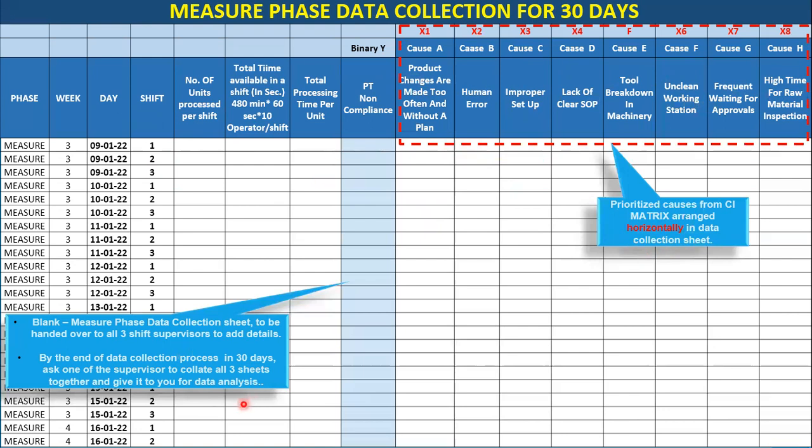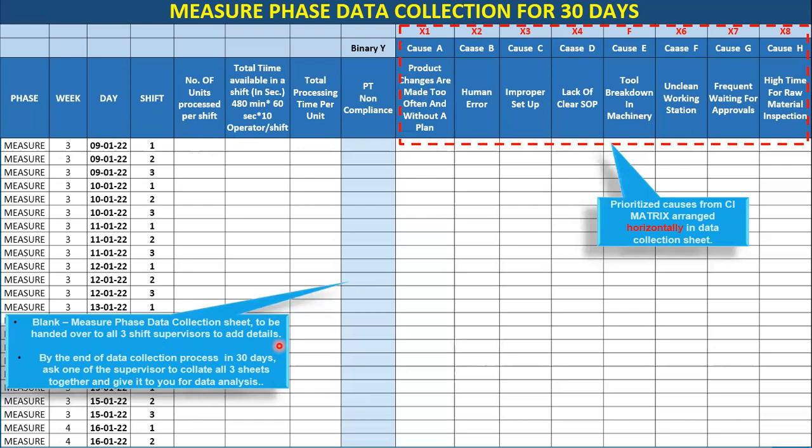And this is a blank major phase data collection sheet to be handed over to all three shift supervisors to add details. So once we prepare this particular Excel sheet or spreadsheet, we are going to hand it over to the assistant manager, who will further hand it over to each shift supervisor.